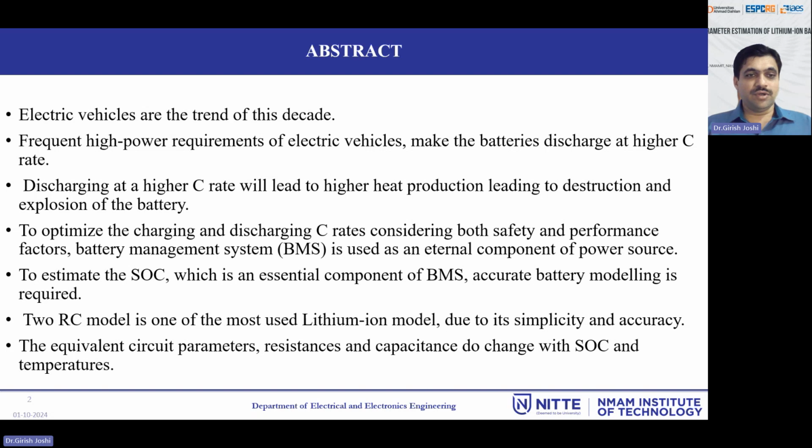To optimize the charging and discharging C rate, considering both safety and performance factors, a battery management system is used as an internal component of the power source. To estimate SOC, which is an essential component of BMS, accurate battery modeling is required. State of charge, SOC, is defined as the ratio of the amount of charge present in the battery to the maximum capacity that it can store.